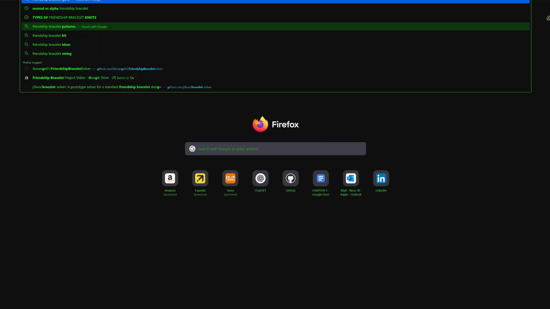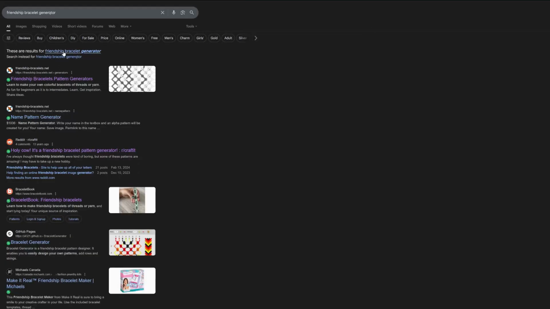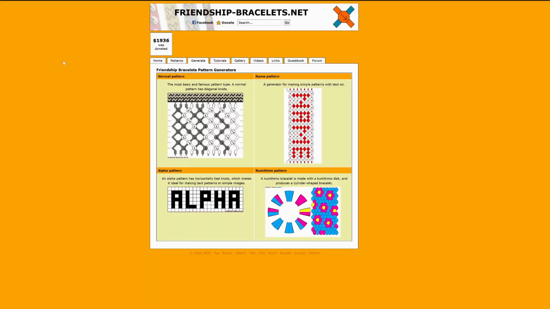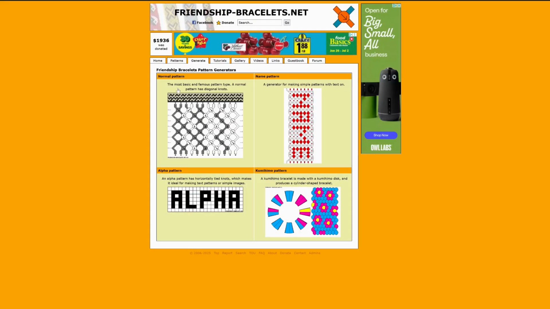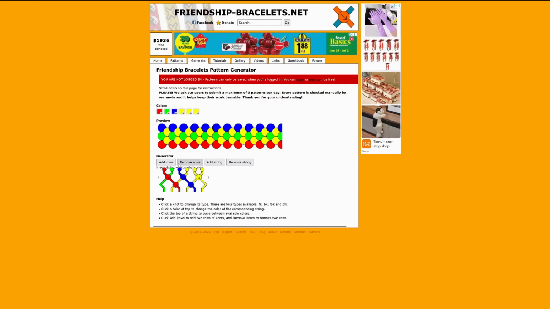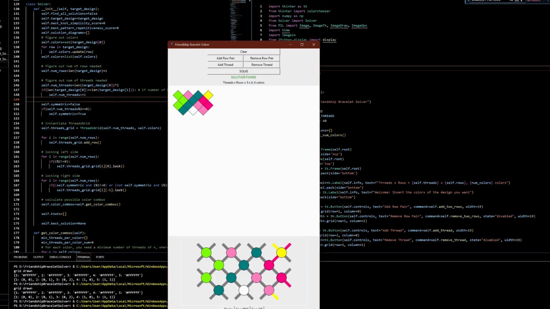When you look for something that determines the knots for you, you'll only find websites and apps that help you visualize what you're making, but won't make it for you. I wondered if I could create a tool that takes a design you have in mind and just figures out all the knots for you.